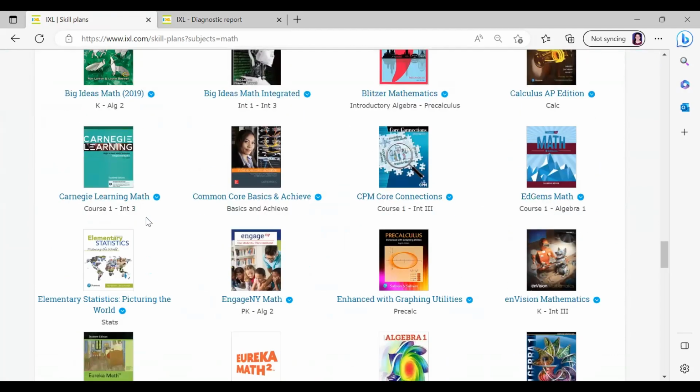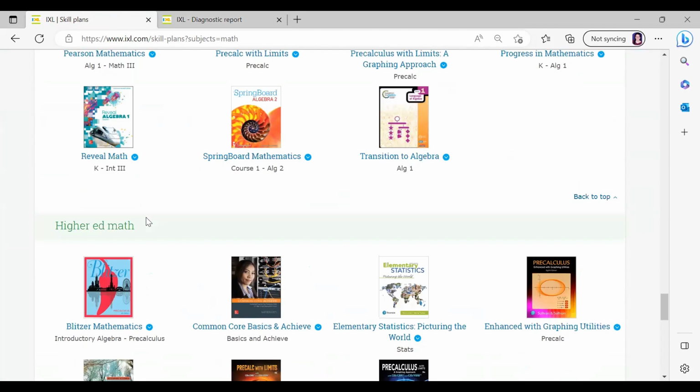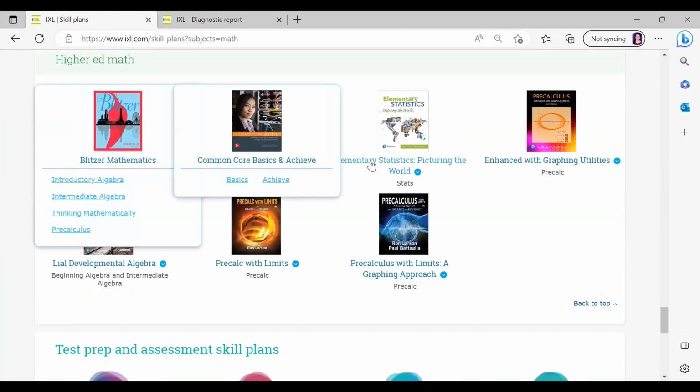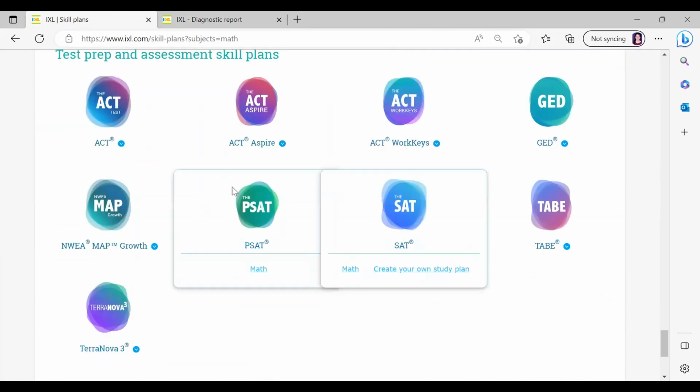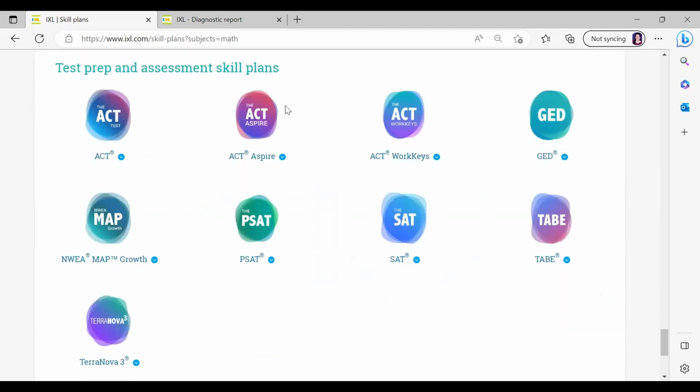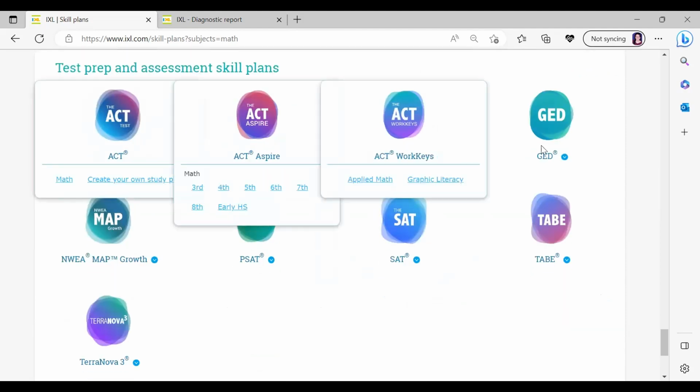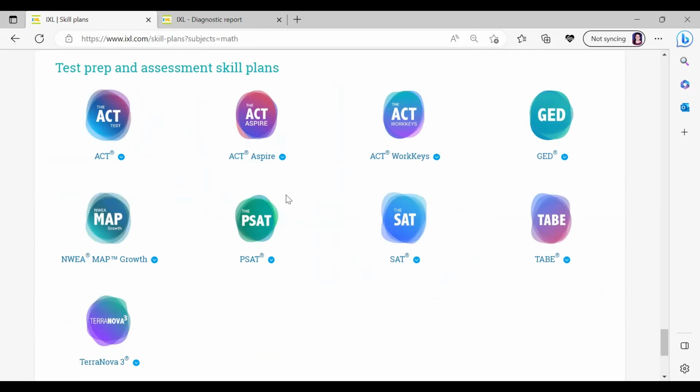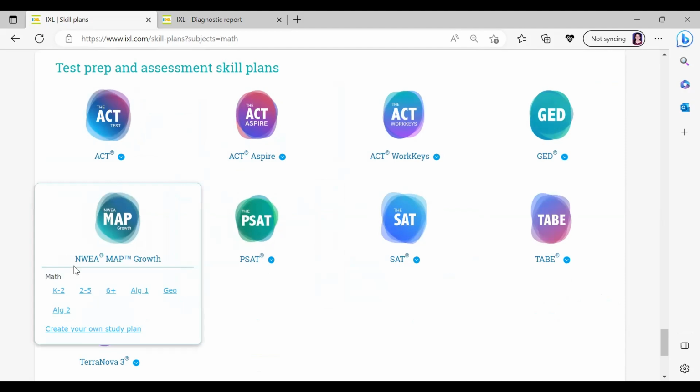This thing goes all the way to calculus. So higher math, pre-calculus, and they have test preparation. You have ACT, GED, PSAT, SAT. Let's try a PSAT. Oh, they even have map. You can do map test. Okay, you can do that.